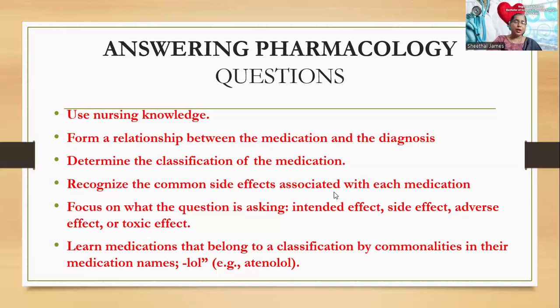So you should be able to differentiate between a side effect and a toxic effect. And you should remember that usually a side effect will be a mild effect and the toxic effect will always be a bit serious effect, and sometimes it can be a life-threatening effect. So if you are asked to find out the toxic effect from the given list, you can choose the most serious clinical feature from that. Then learn medications that belong to a classification by commonalities in their medication names, like atenolol or propranolol, you need to understand that that belongs to that LOL group.